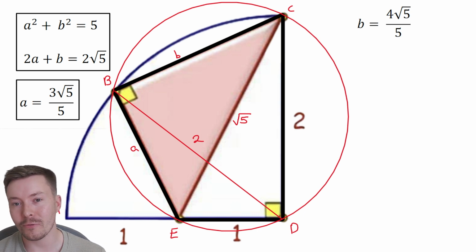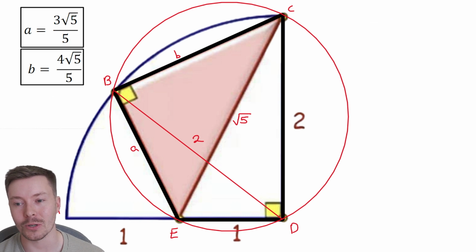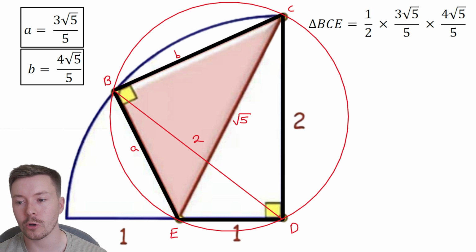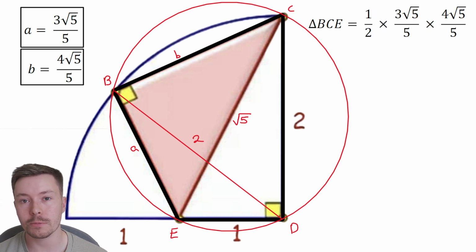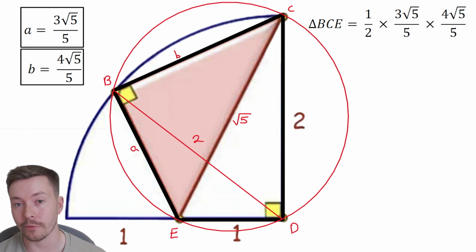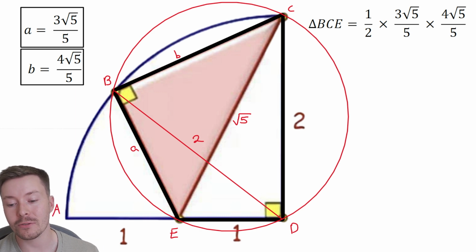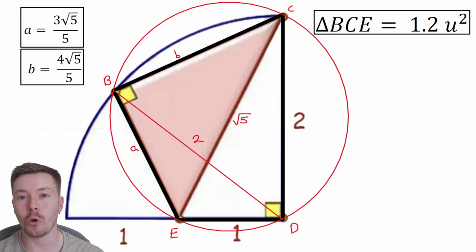And at this point, we've got basically what we need to get the area of the red triangle. So tidying everything up, I've got a and b. All I need to do now is work out the area of that triangle. Triangle BCE is going to be worked out by a half times by 3 root 5 over 5 times by 4 root 5 over 5, which gives me a final answer of 1.2 units squared.